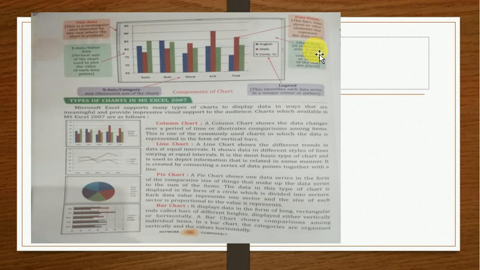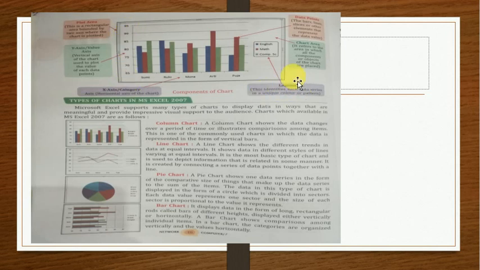Now next is the chart area. This is the chart area. It refers to the area in which all the components or objects of the chart are placed. All the region where the components of the chart are placed is called the chart area. Next is the x-axis, which I have already explained. The horizontal axis is called the x-axis and the vertical axis is called the y-axis.